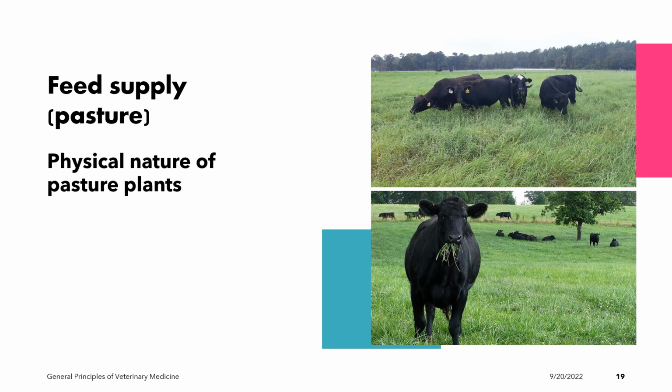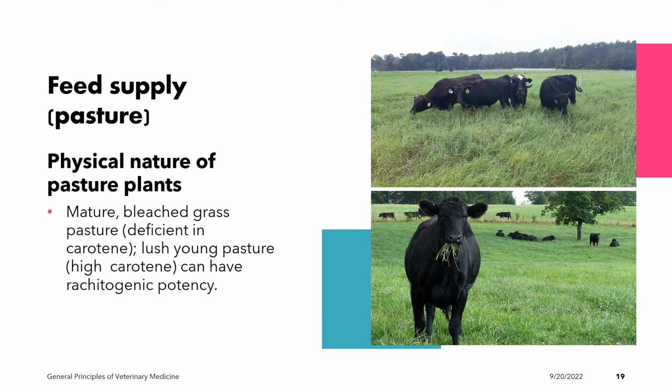The physical nature of the pasture plant is also important. Mature bleached grass pasture, which is deficient in beta-carotene, as well as the lush young pasture, which is high in carotene, can also have rachitogenic potency. When we say rachitogenic potency, that is the ability to cause rickets in animals.